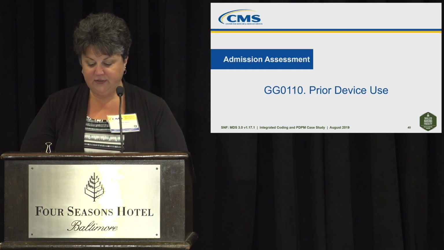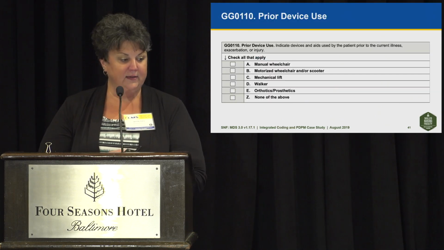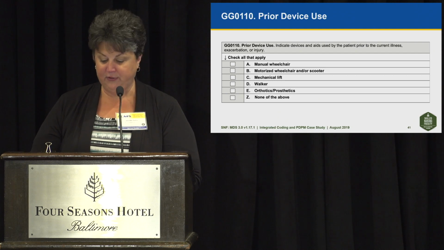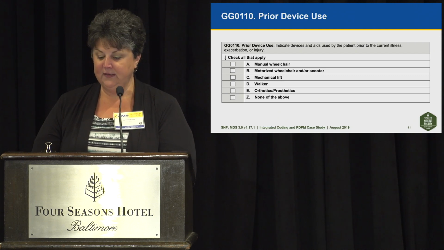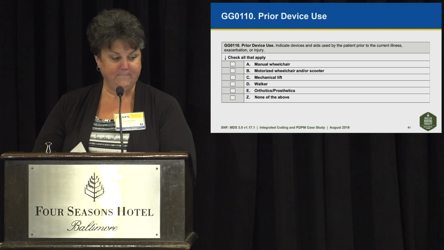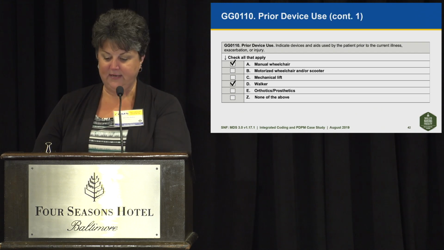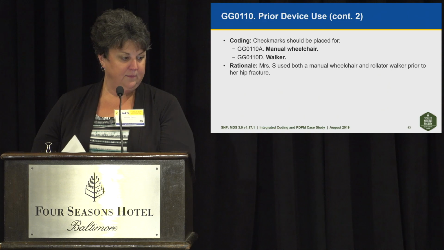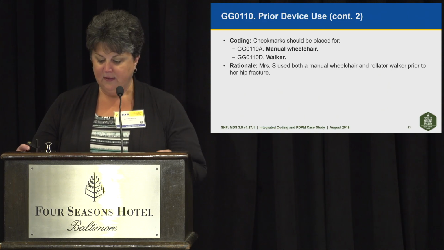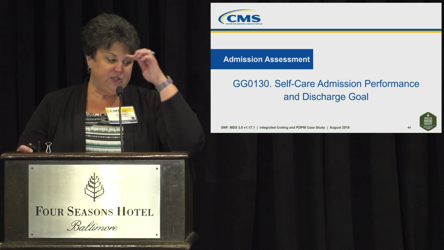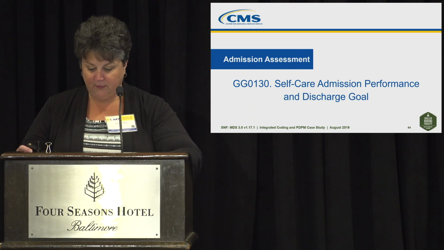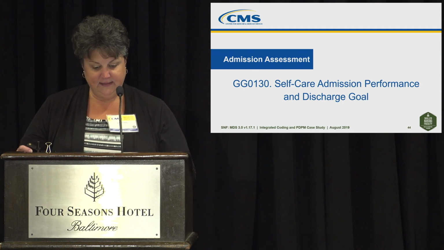Prior device use captures the devices and aids that she used immediately prior to her illness. And how'd you code this? A and D, great. Again, she used both of those. Your rationale is there.